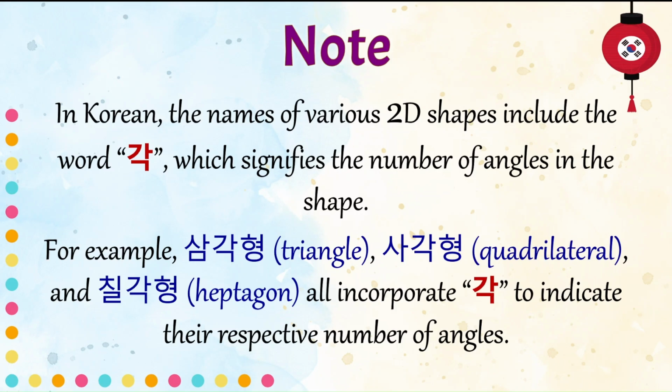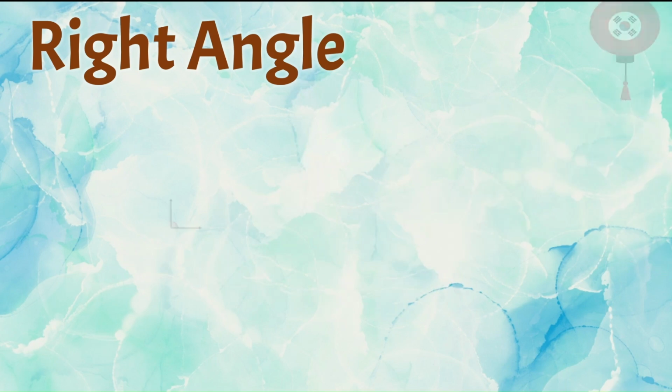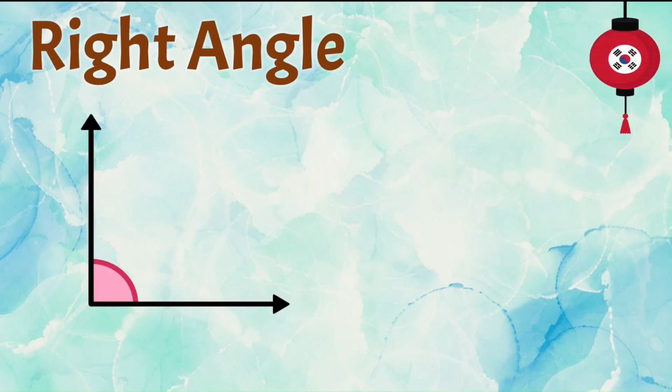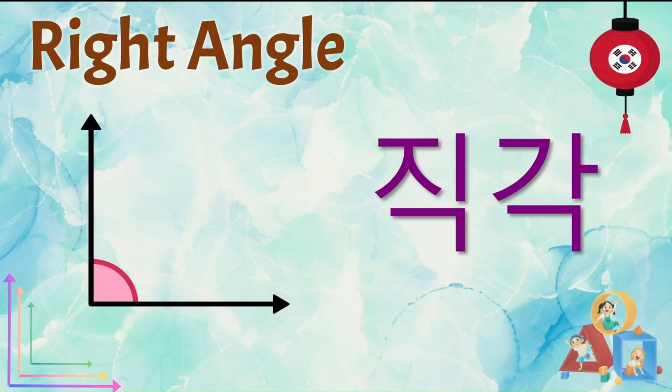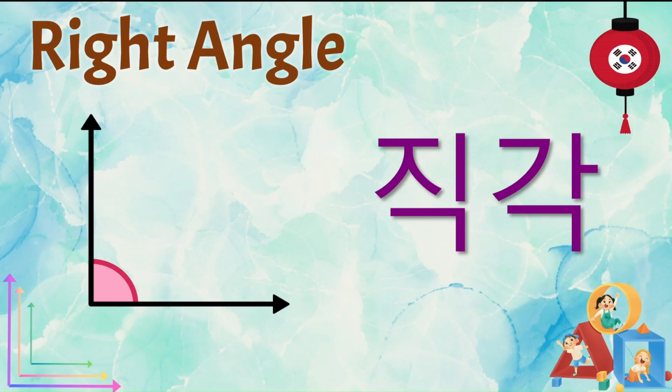If you want to learn the Korean name for different 2D shapes, again, I will suggest you all to go and watch my video on this particular topic. All right? Now let's move ahead and talk about angles. Right angle in Korean is 직각.